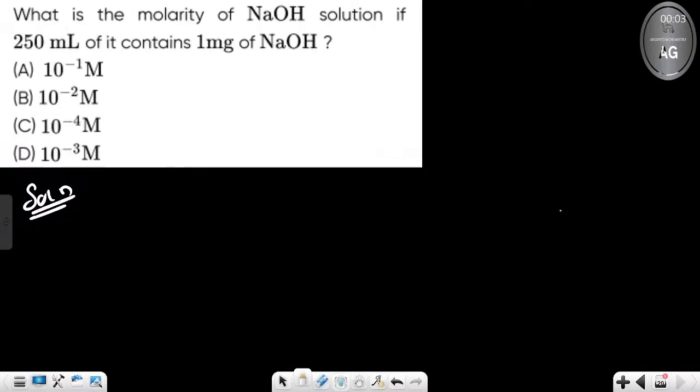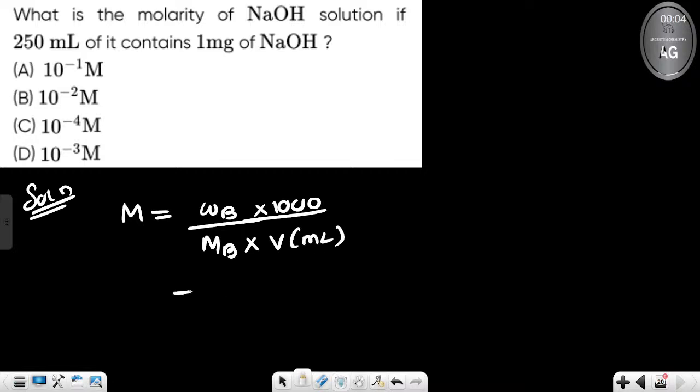Correct, good observation. Okay, what is the molarity of NaOH solution? 250 ml of it contains 1 milligram NaOH. So the volume is given, 250 ml, and 1 milligram is given. So molarity equals number of moles, so let me write the formula: weight of the solute divided by molar mass of the solute into volume, into 1000. This volume is in milliliter.